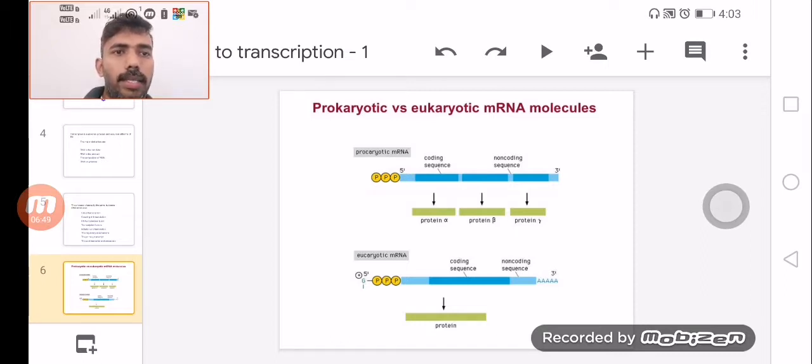You can clearly see that in a prokaryotic system, the mRNA carries information for multiple proteins. You can see there is an alpha protein, beta protein and a gamma protein. So this mRNA molecule carrying information for multiple proteins is conventionally called polycistronic. At the same time, a eukaryotic mRNA is monocistronic.